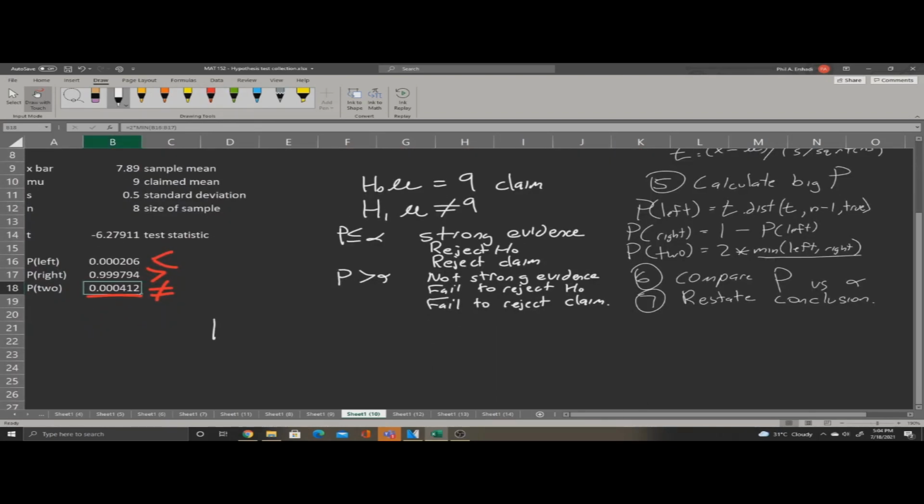Now our big P value was 0.000412. Alpha was 0.05. We can tell that our big P is definitely less. Therefore, we'll go with the first possibility. We do have strong enough evidence to reject this claim, so we'll cross it out. We can say that we do have strong enough evidence at the 0.05 significance level to reject the claim.